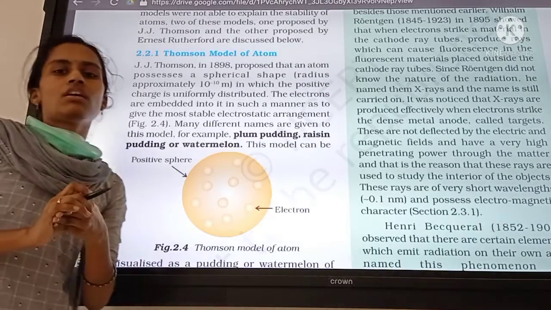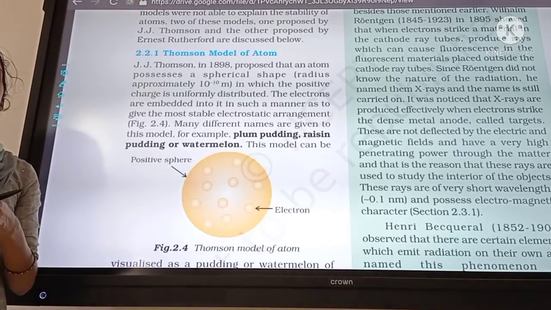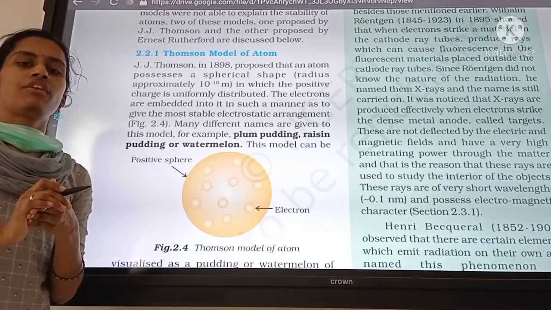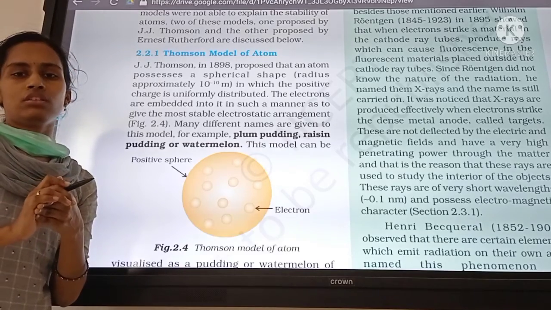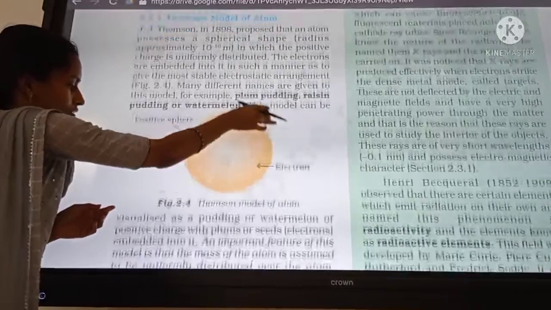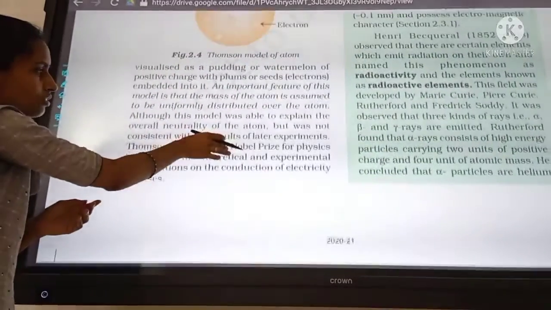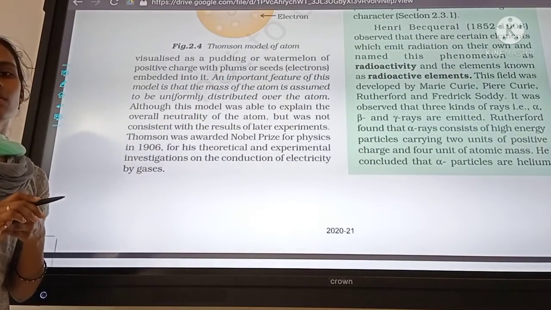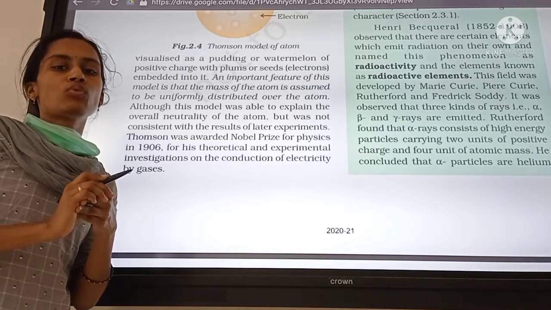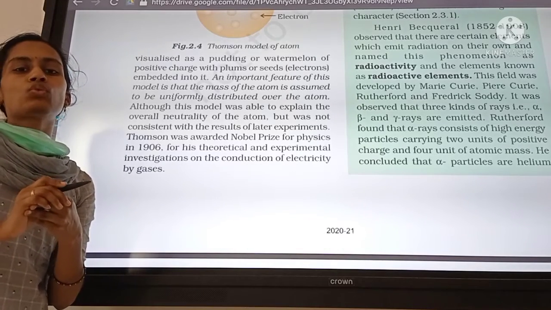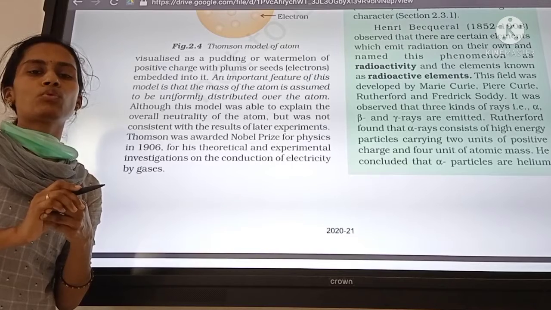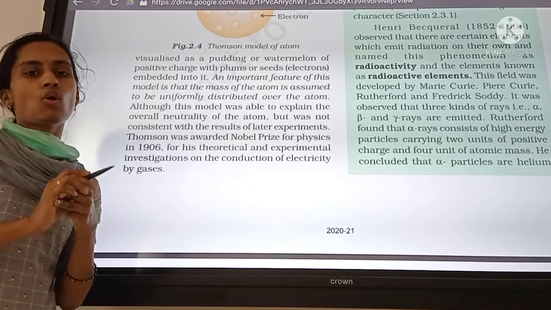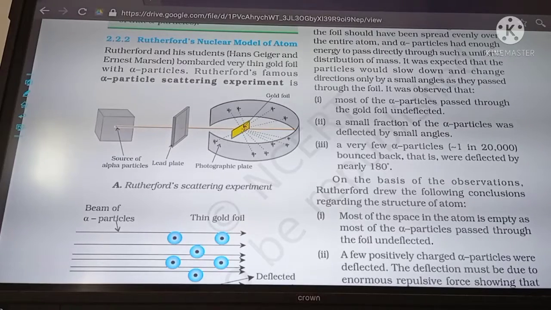But J.J. Thomson's model failed, because he did not have any proof or evidence for his atomic model. That's why this theory has some failures. Rutherford, another scientist, proved that this plum pudding model is wrong.